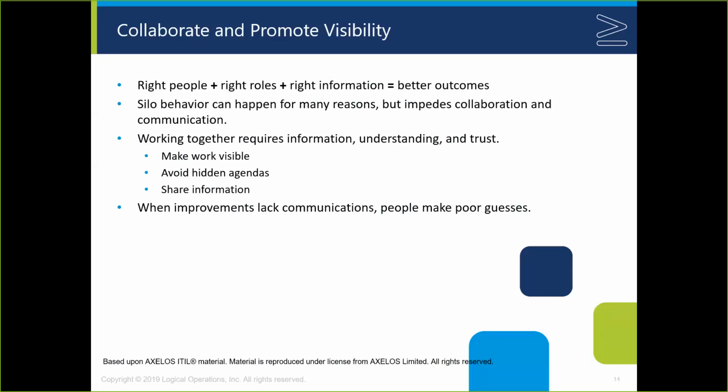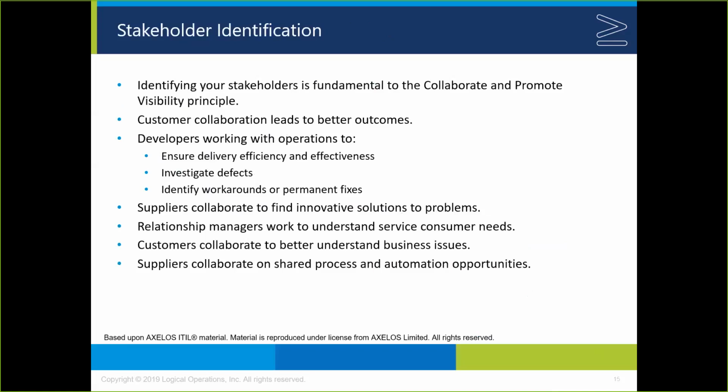Fourth activity is collaborate and promote visibility. Again, we want to get people breaking down silos. In order to do that, we have to be intentional. We have to actually look at how we collaborate, how we do information sharing. And people make decisions anyway. So part of what we want to do is to ensure that we're creating the right level of collaboration to help people function.